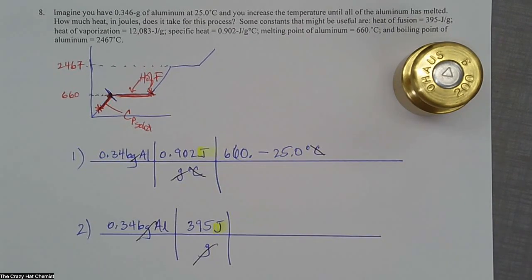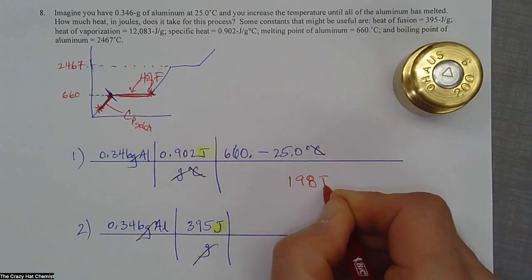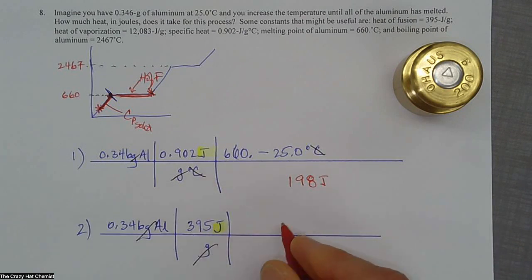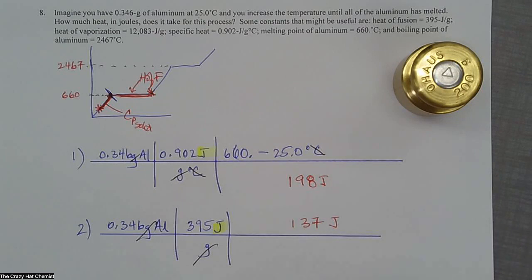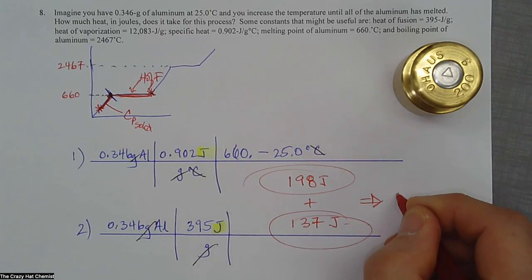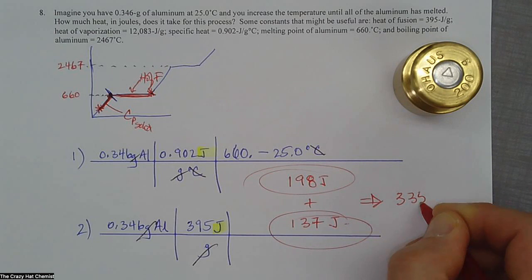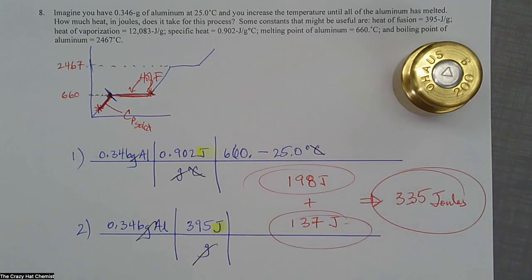All right, so once I do this in the calculator, I'm going to get this number, 198 joules. And then once I do this one in the calculator, I'm going to get 137 joules. Both of these are rounded to 3 significant figures. I'm going to sum up these 2 numbers here, and I'm going to get the following number. That's 335 joules. And there is my answer right there.